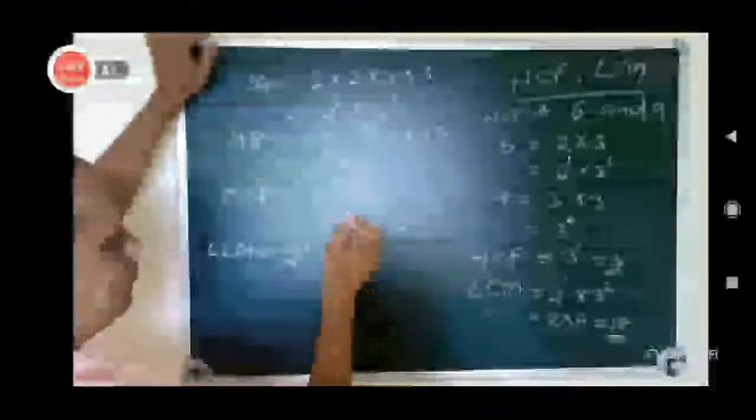The common factor is 2, but the highest power is 4, and the common factor is 3, but the highest power is 2. This equals 2 to the power 4, which is 16, into 9, which is 144. So this is the HCF, this is the LCM.